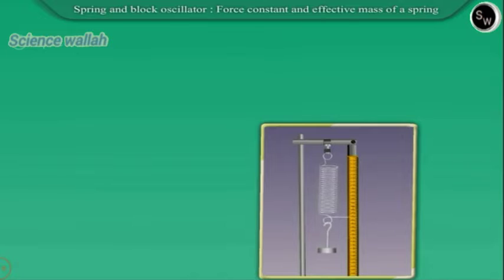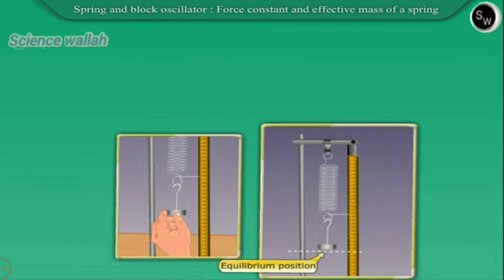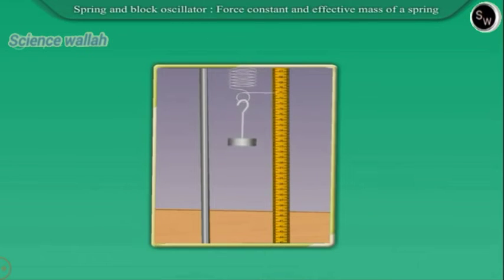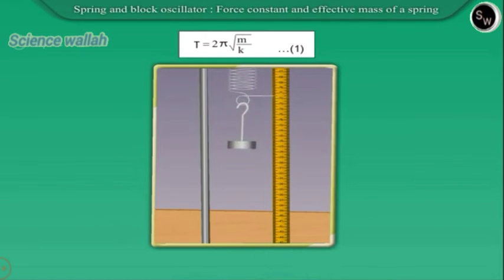If a body of mass m is attached to a spring of force constant k, whose other end is fixed to a rigid support, and is displaced from its equilibrium position and released, it performs SHM having a period given by T is equal to 2π into the square root of m upon k. Equation 1.